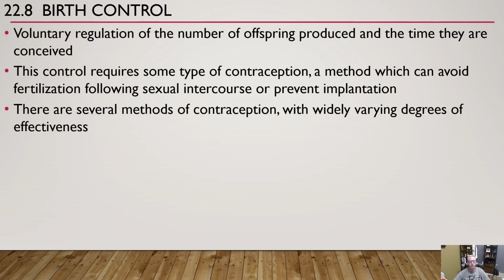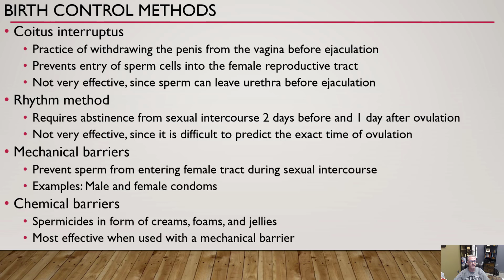All right, birth control. Birth control is a voluntary regulation of the number of offspring. It requires some type of contraception, which basically avoids fertilization following sexual intercourse or prevents implantation. And we have different methods of birth control with varying degrees of effectiveness.